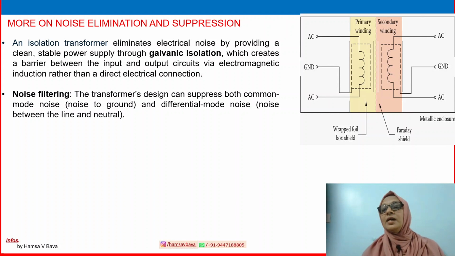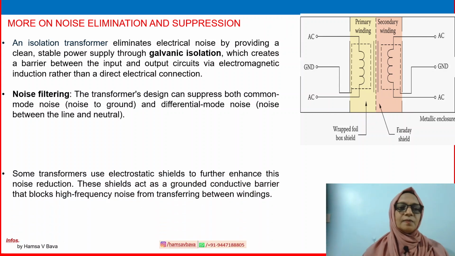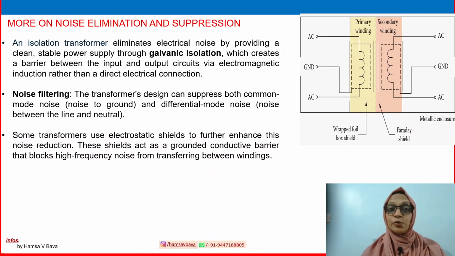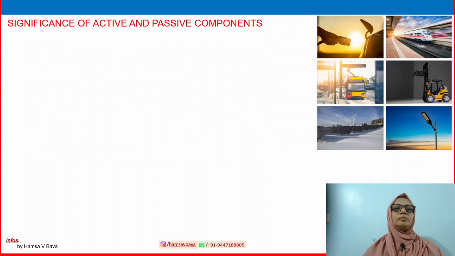Here you can see the shield as well. These shields also help smooth out our signals by eliminating the noise. Some transformers use electrostatic shields to further enhance this noise reduction. It is also shown in the figure. These shields act as a grounded conductive barrier that blocks high frequency noise from transferring between windings.